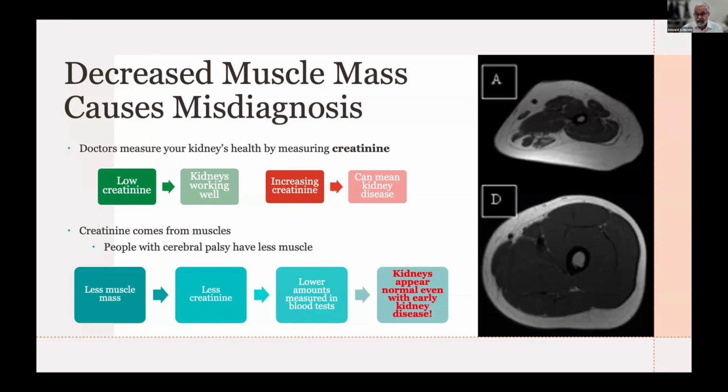We see muscles here in the image. A is someone with cerebral palsy. D is someone the same age who does not have cerebral palsy. People with cerebral palsy have much lower muscle mass. If a person has low muscle mass, then in general they'll have less creatinine, so there's a lower amount of creatinine on the blood tests. So even if the kidneys are failing, the result will read in the normal range that we have for the whole population. So doctors can very often miss kidney disease in people with cerebral palsy. Next slide, please.